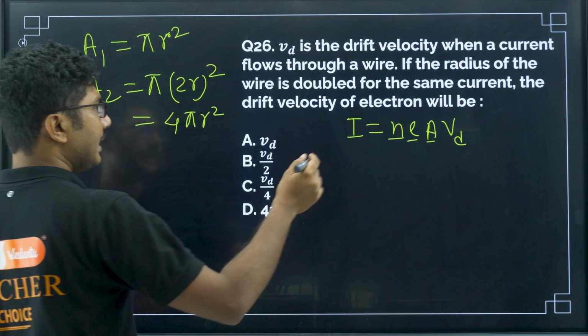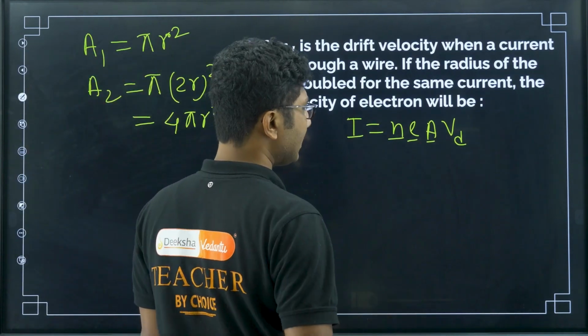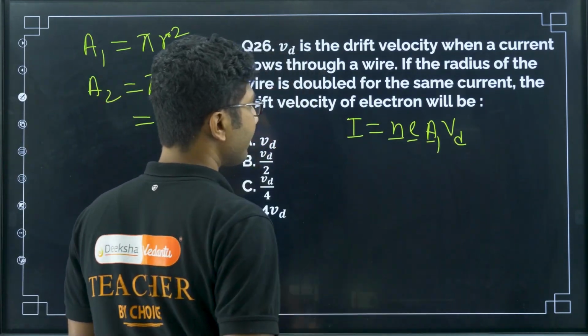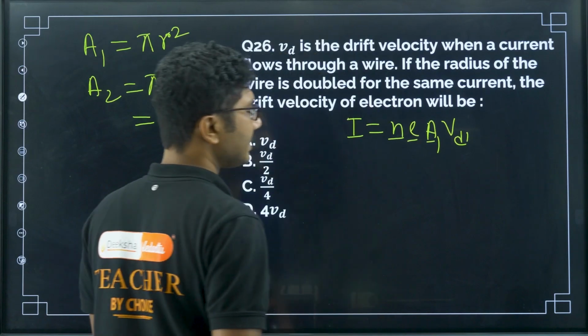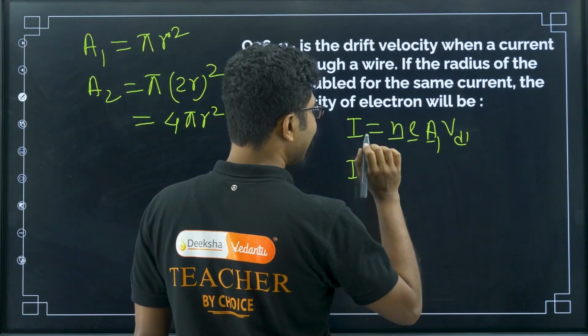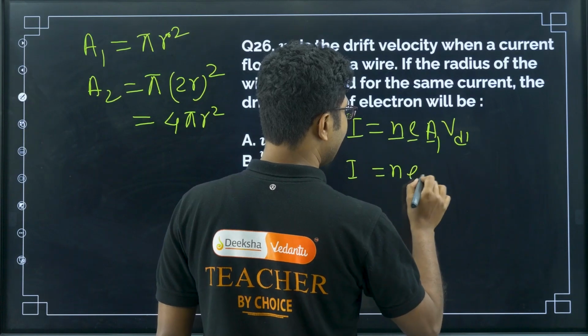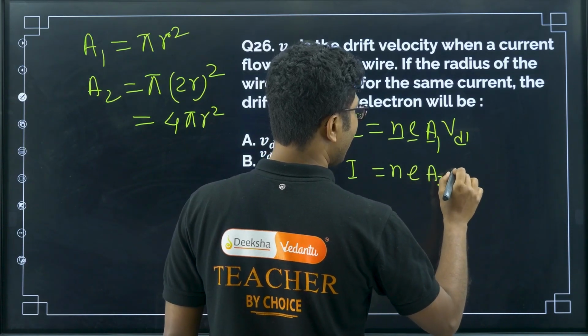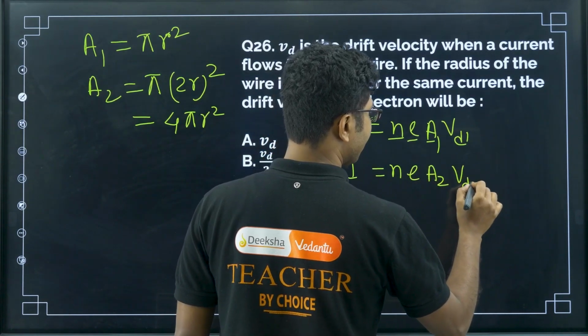Okay, so initially the drift velocity was given by this relation. Now the area is A1, and let's say the drift velocity is VD1. Everything else is the same. Secondly, the current is the same, N is the same, E is the same, the area changed to A2, and the drift velocity is VD2.